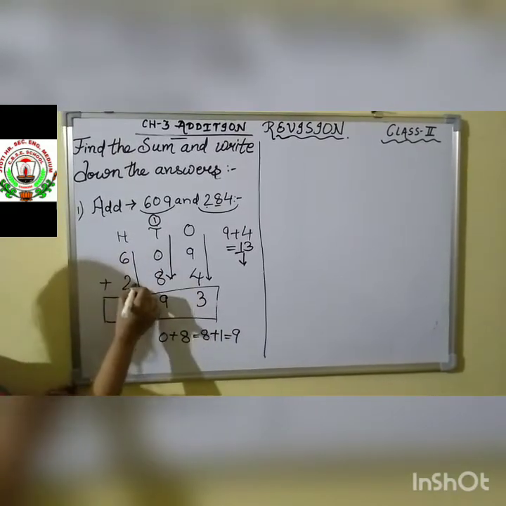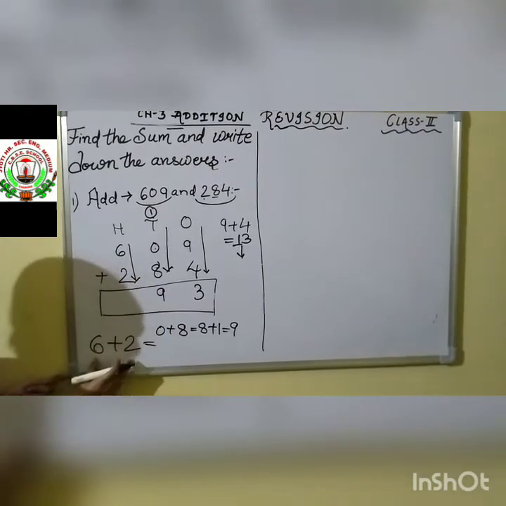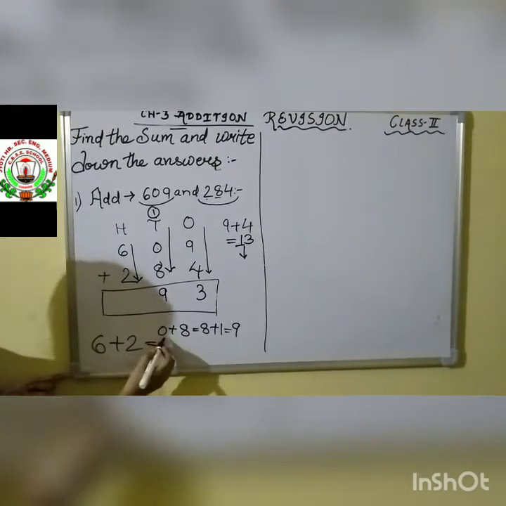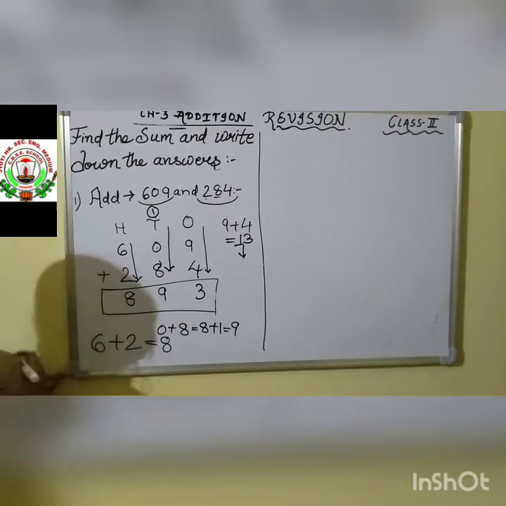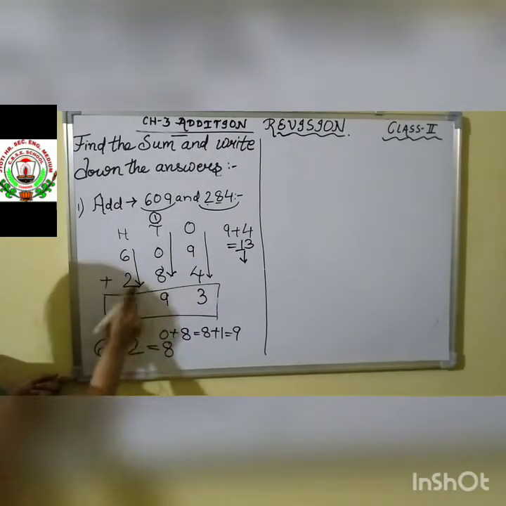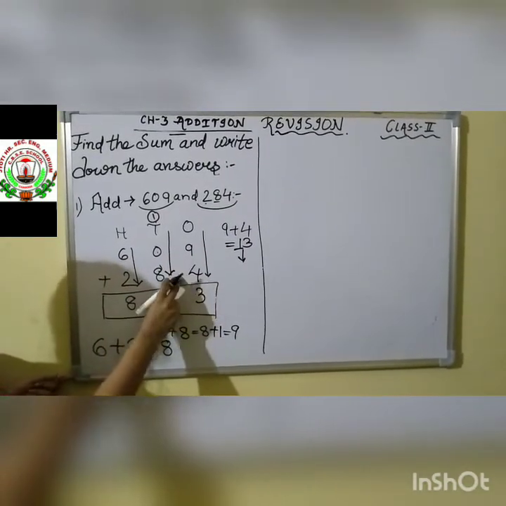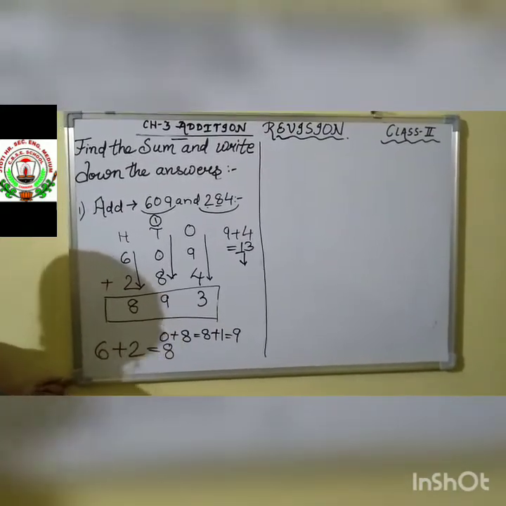Next, the hundreds place. In the hundreds place we have 6 and 2. If we add 6 and 2, what number will come, children? 8. So this 8 we will write here under the hundreds column like this. So if we add 609 and 284, our answer comes as 893. Got it, children?